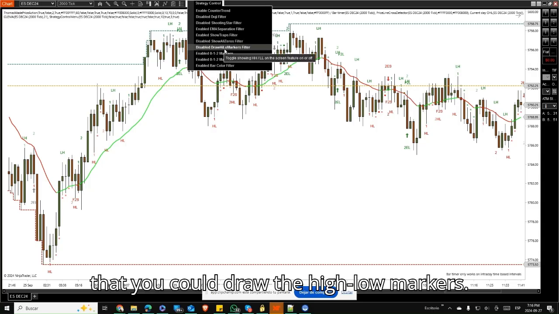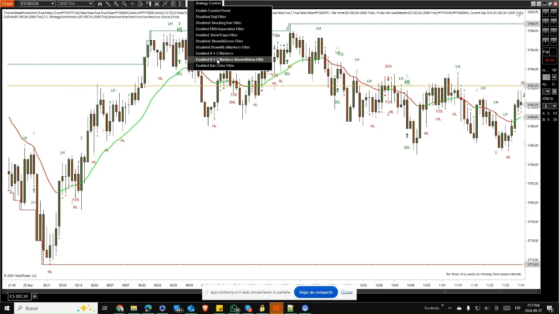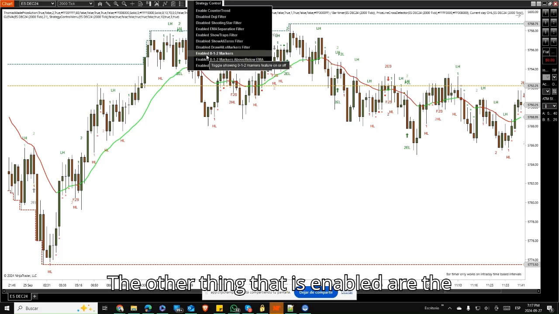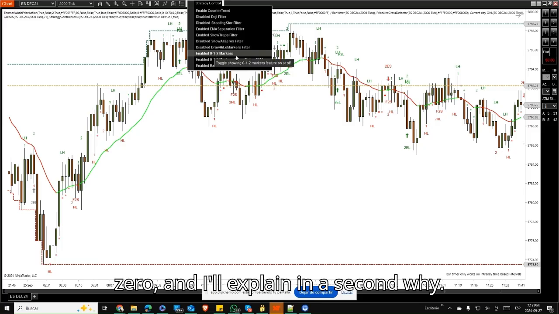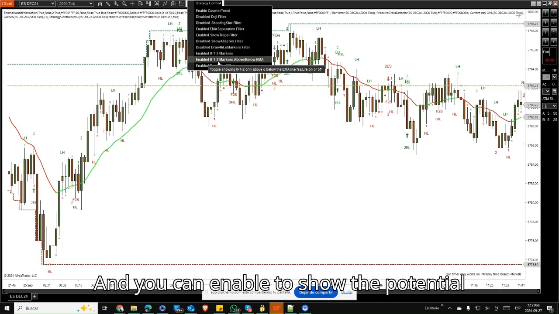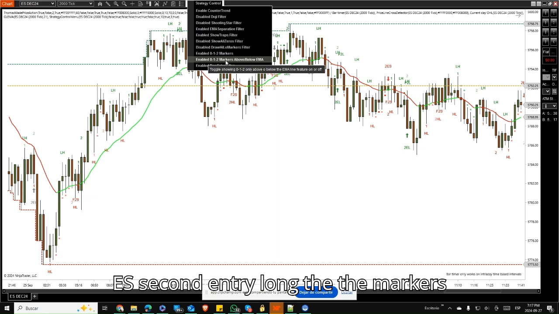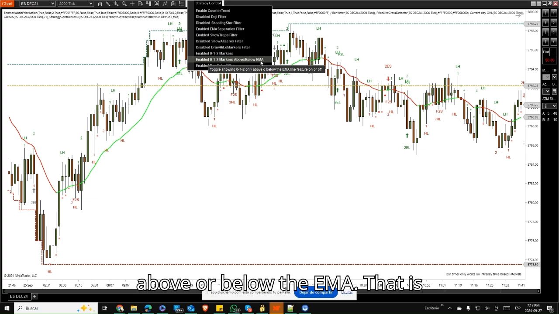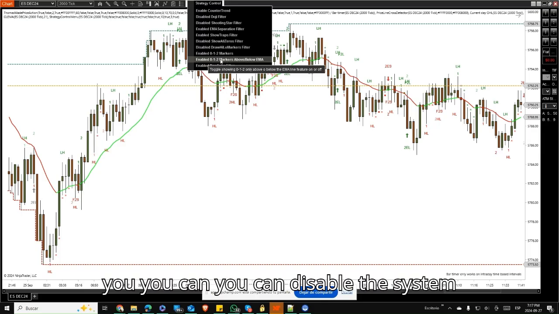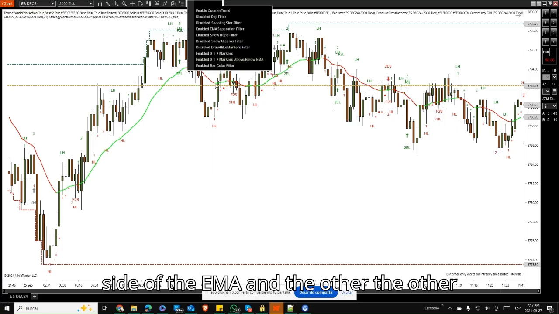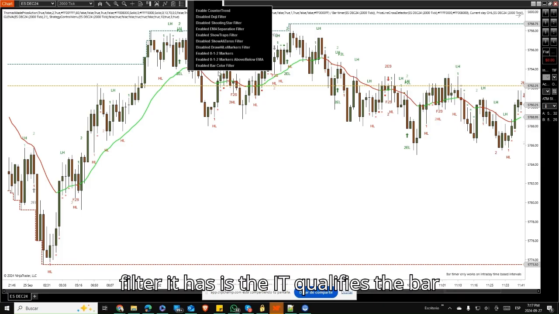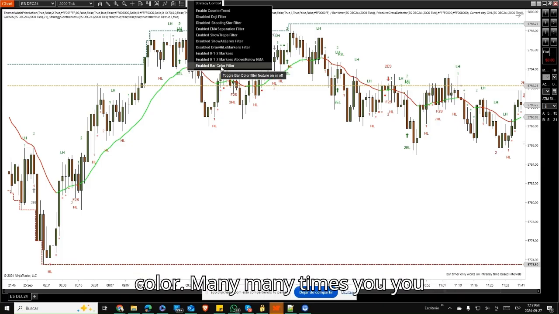And the other thing is that you could draw the high-low markers. The other thing that is enabled are the 1-2 markers, which are these. It says zero, and I'll explain in a second why. And you can enable showing potential ES second entry long markers above or below the EMA. That is, if the counter trend is off, you can disable the system from showing 1-2 markers on the wrong side of the EMA. And the other filter it has is that it qualifies the bar color.